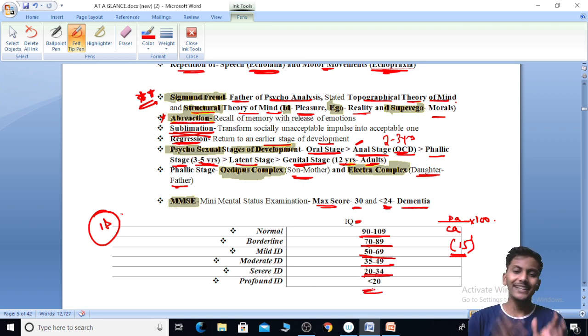So easy, 90 to 109 is normal IQ, remember this. Right, then decrease 20 from it, 70 to 89, or remember 70 to 90 for convenience. 70 to 90 is what? Borderline IQ, right? Then decrease again 20 from it, remember 50 to 70, that is mild intellectual disability. Earlier we decreased 20 twice, now decrease 15 three times. So decreasing 15, that is 35 to 50, moderate intellectual disability. Decreasing 15 again, 20 to 34, that is severe intellectual disability, and less than 20 is profound intellectual disability.